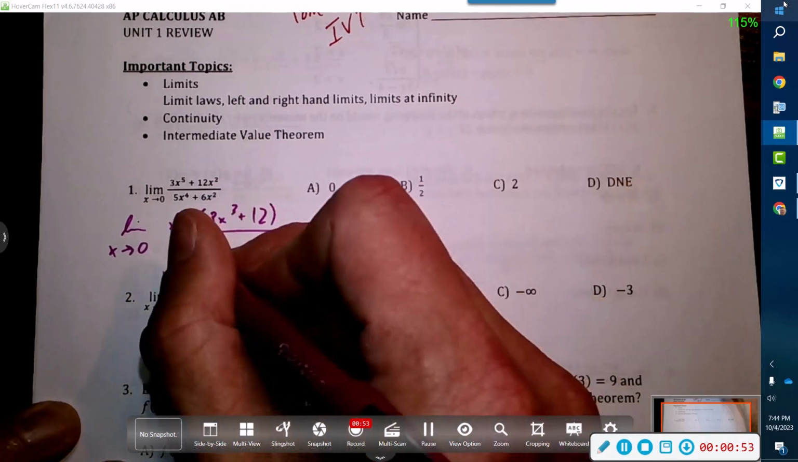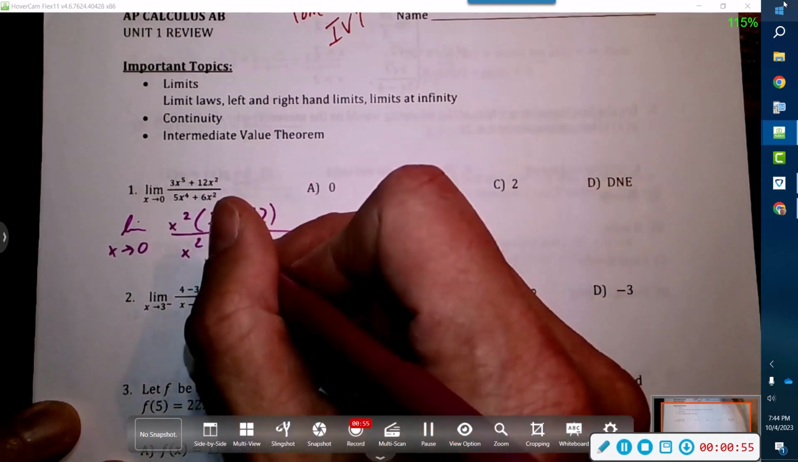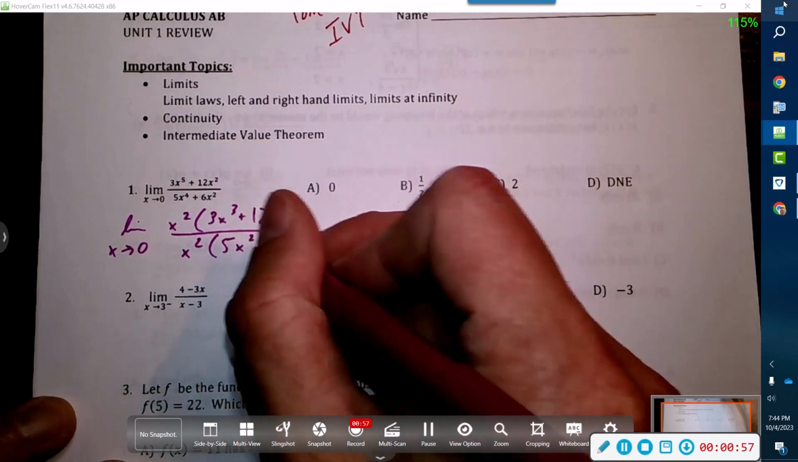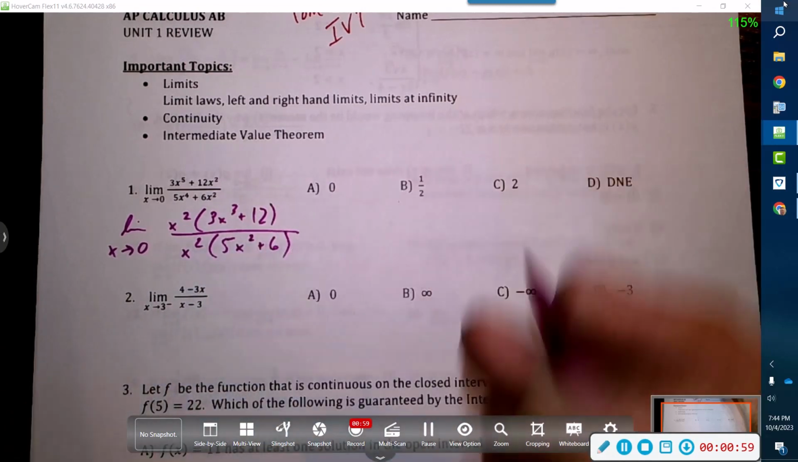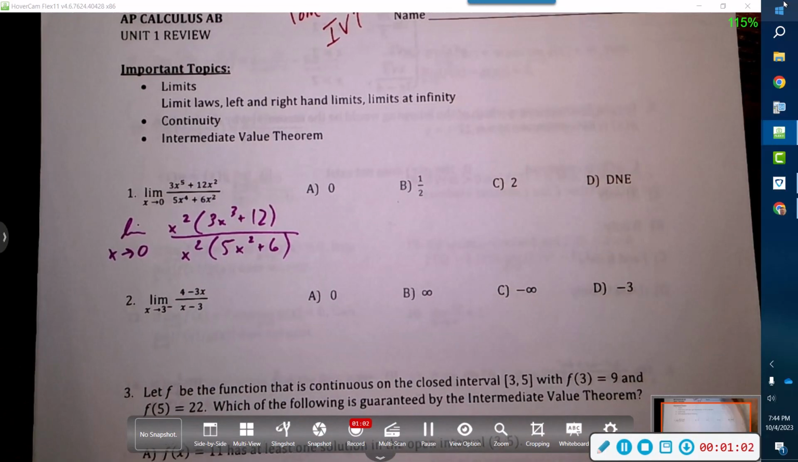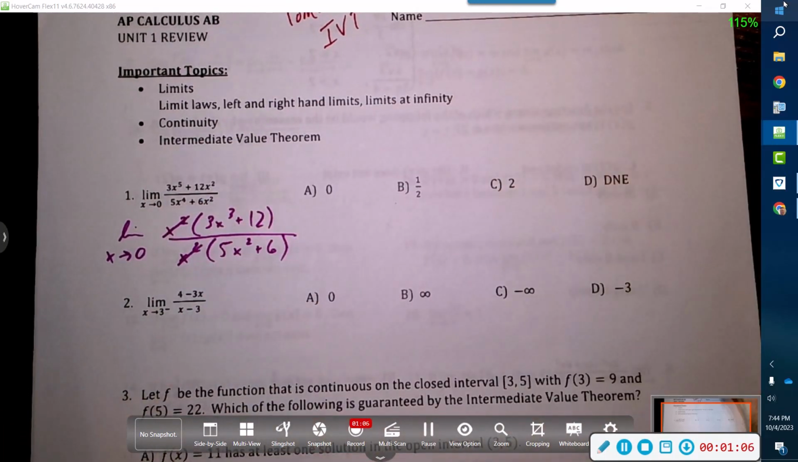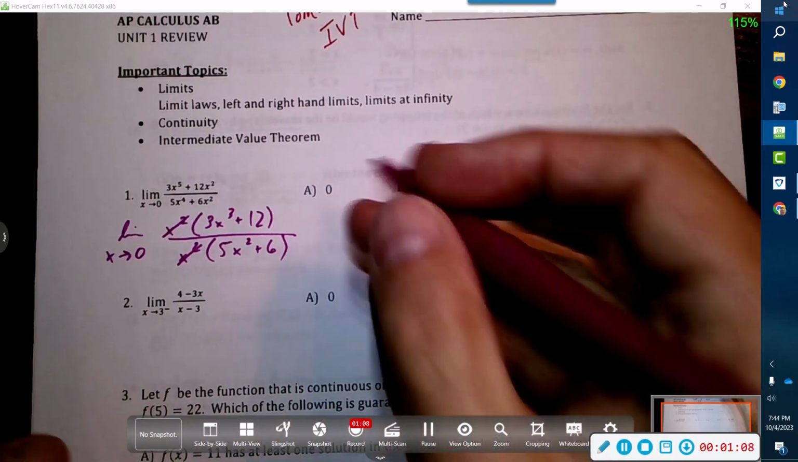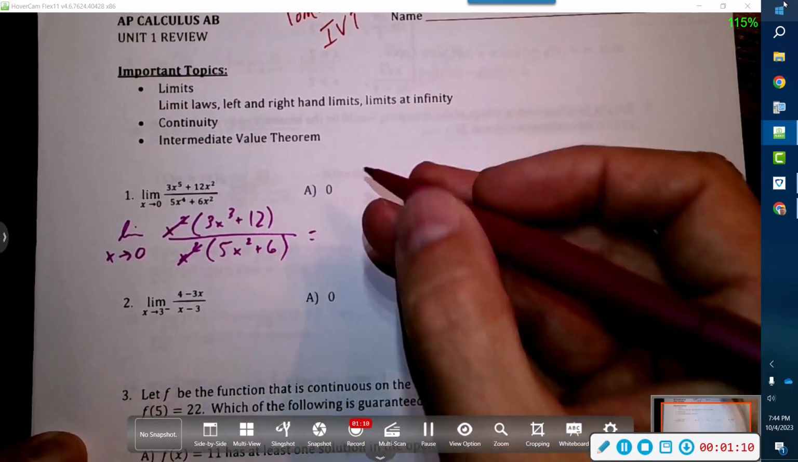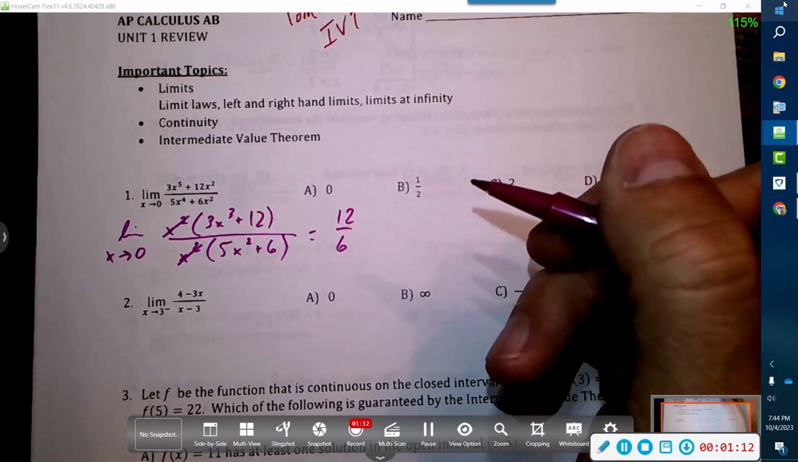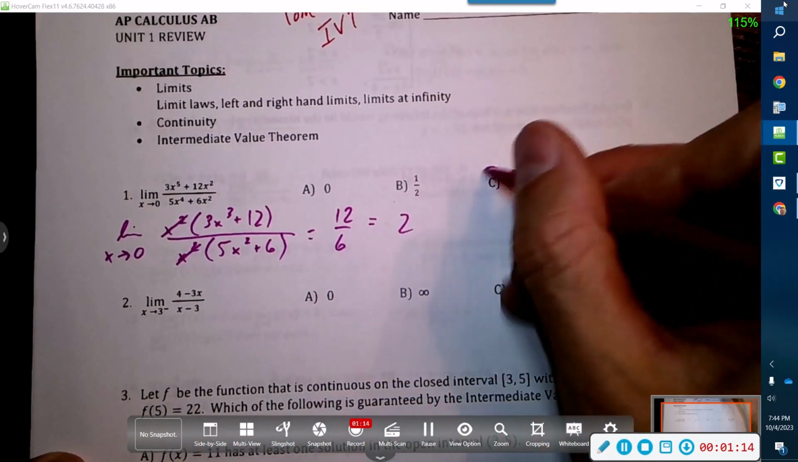I'm going to take out an x squared in the bottom as well, and I get a 5x to the second plus 6. Now we've got these two canceling out so that we can actually plug in a 0, and you can see that if we substituted a 0, we would be left with 12 over 6, which is 2. So your answer there is 2.